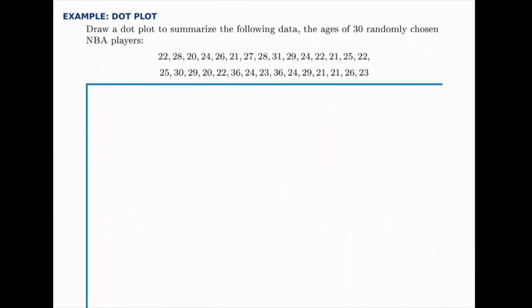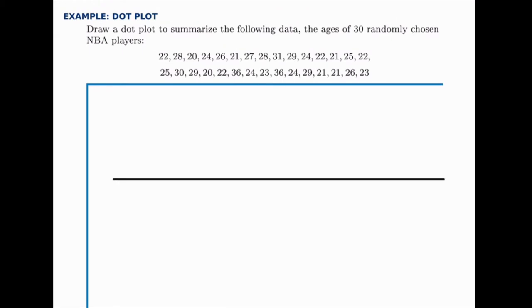In this example, we'll draw a dot plot, and we're given data that represents the ages of 30 randomly chosen NBA players. And the first thing we need to do is draw an axis that will cover the full range of the data. So just scanning through, it looks like the lowest value here is around 20, and the highest value is about 36. So let's make sure our range will at least cover those values. Let's draw an axis here with values from 20 up to 36.